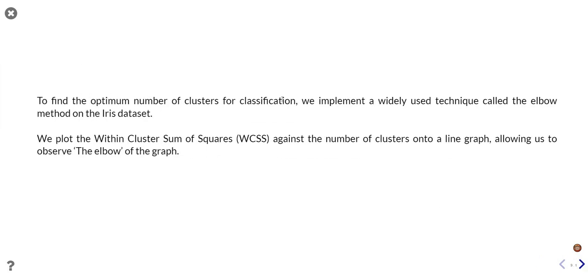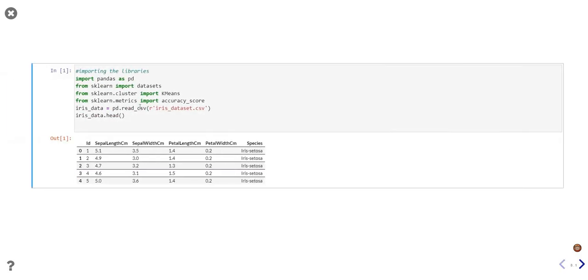To find the optimum number of clusters, remember that earlier we used this particular iris dataset for supervised learning, to predict the species based on the input variables. Now we are going to use the same dataset with unsupervised learning, which is k-means clustering. Since there are 3 species, are we able to get 3 distinct clusters?